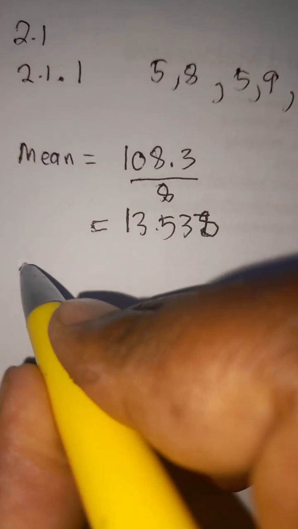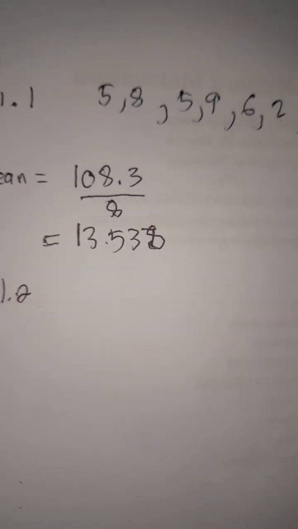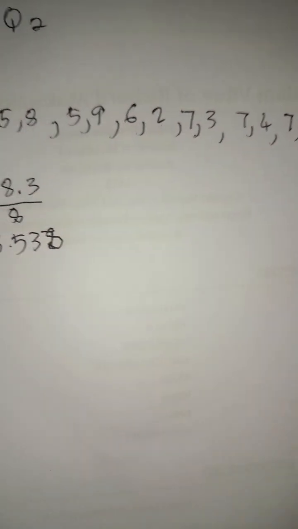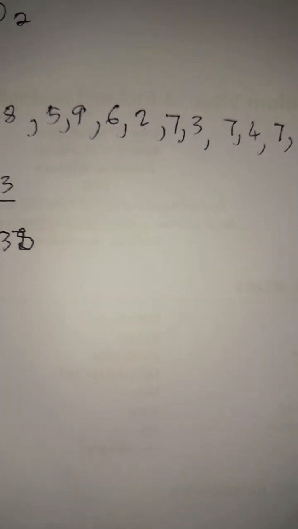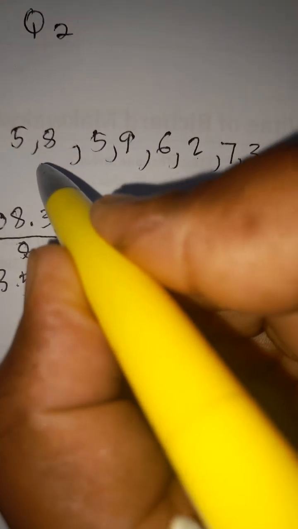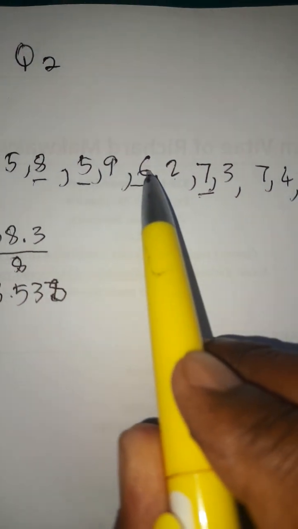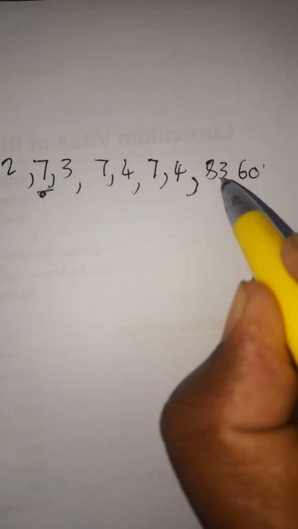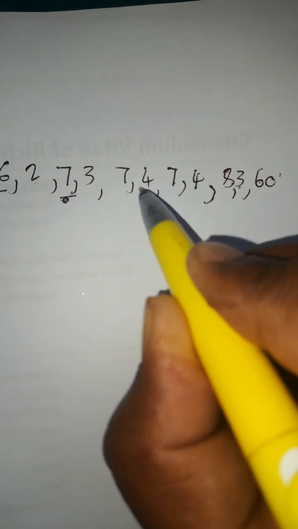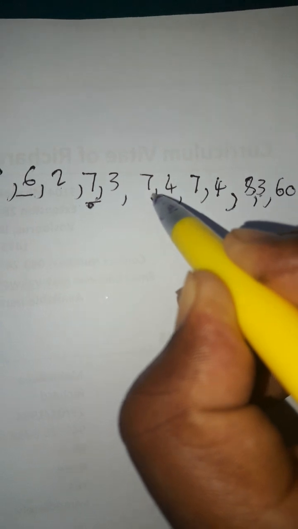Then the second question requires us to find the median. The median is the middle value in a data set. Since we have 8, I will count 4. 1, 2, 3, 4. Let's go again. This is 8.3. Don't forget, it's not 83, it's 8.3. So it's going to be 1, 2, 3, 4.